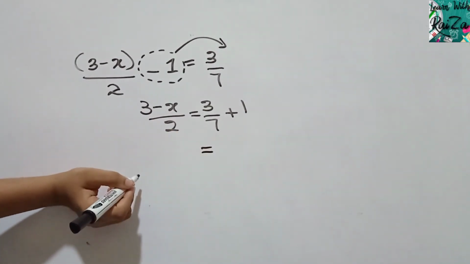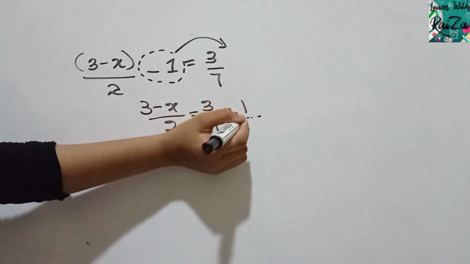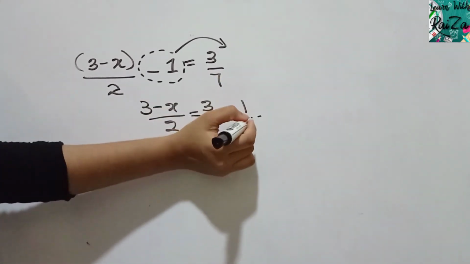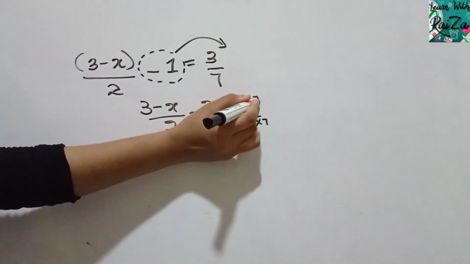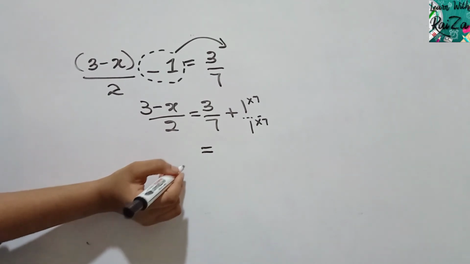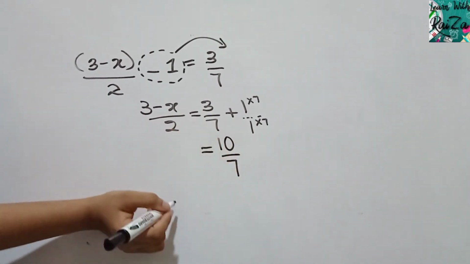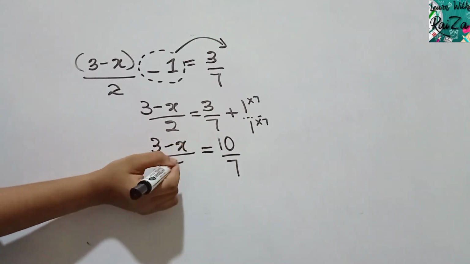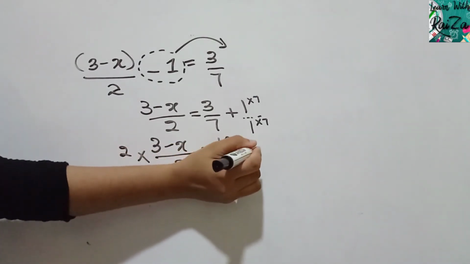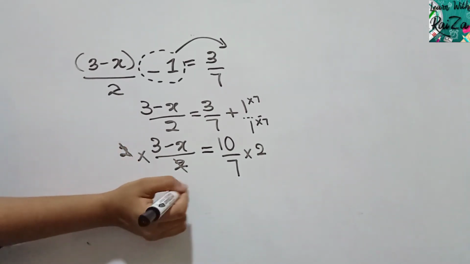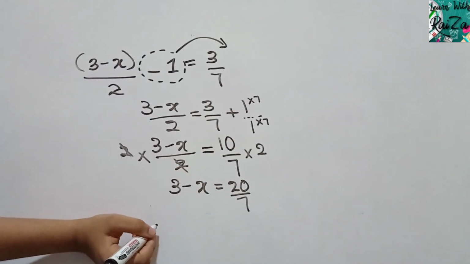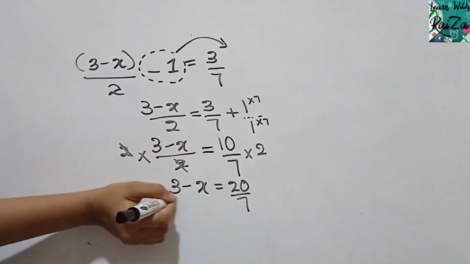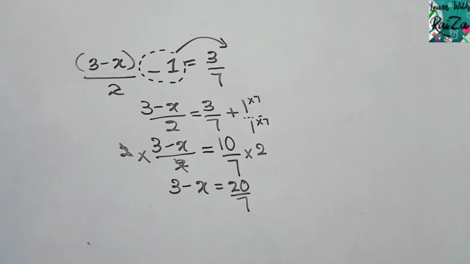So there you can make the common denominator 7. 7 comes here also because here 1, always remember whole numbers have denominator 1. 1 by 7, 1 by 7. 7 plus 3, that is 10 by 7. Now here 3 minus x over 2. To remove this 2, I can multiply both sides by 2. It cancels. So 3 minus x is equal to 20 by 7. You can see the negative x is here. So what we have to do, this positive 3 if you take there, that becomes a negative 3.